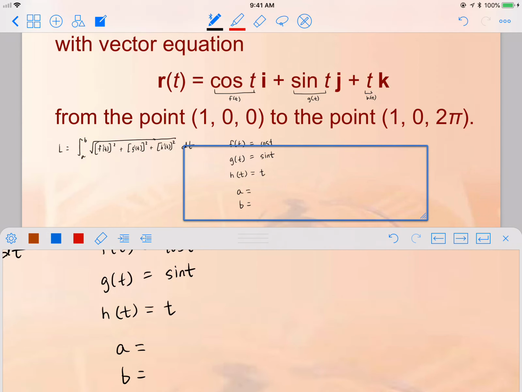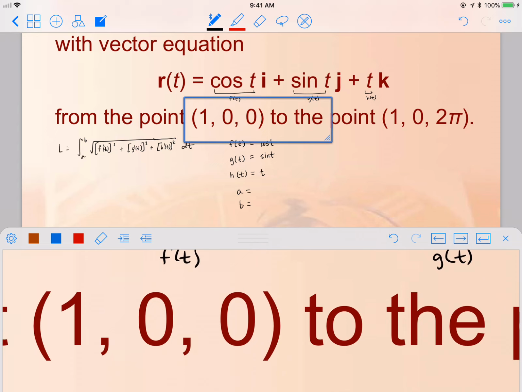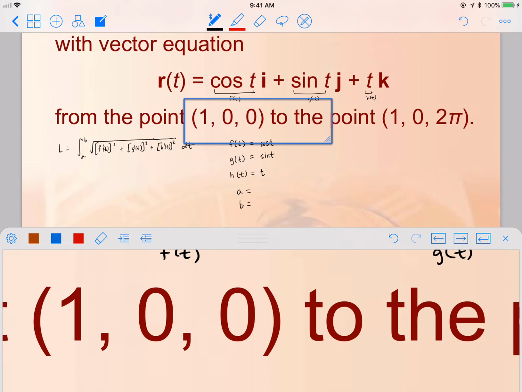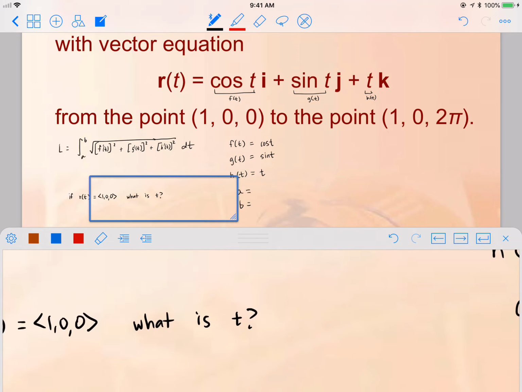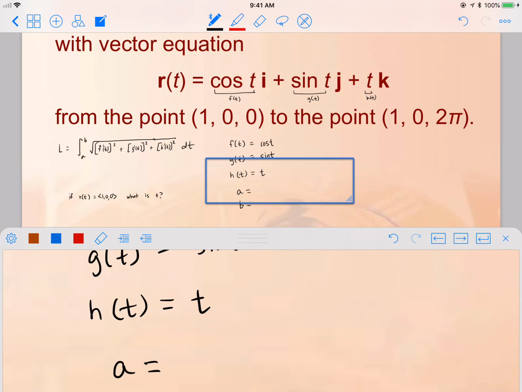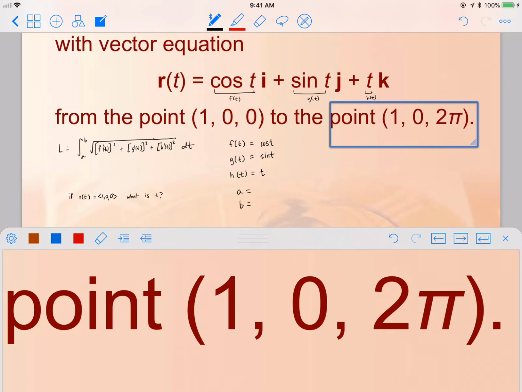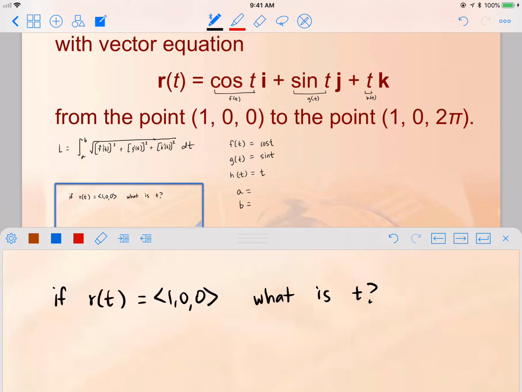Now to determine a and b, we've got to figure out for what value of t is r of t equal to (1, 0, 0). Okay, so if r of t equals (1, 0, 0), what is t? And then that'll give us a, right? So a is where the curve starts, right? And then to figure out b, we're going to figure out for what value of t we have the position vector (1, 0, 2π). Okay, so let's figure this out.